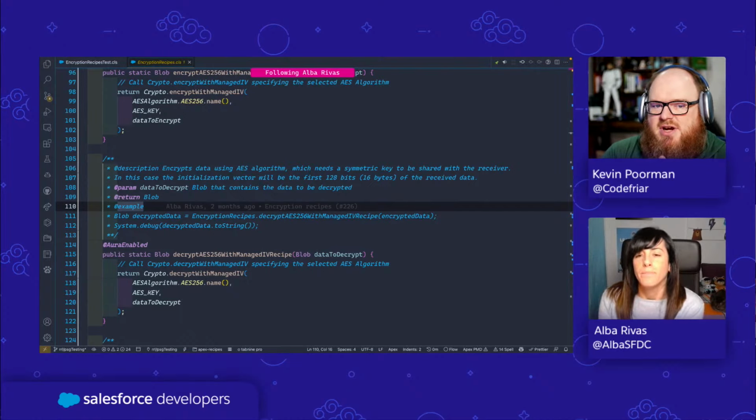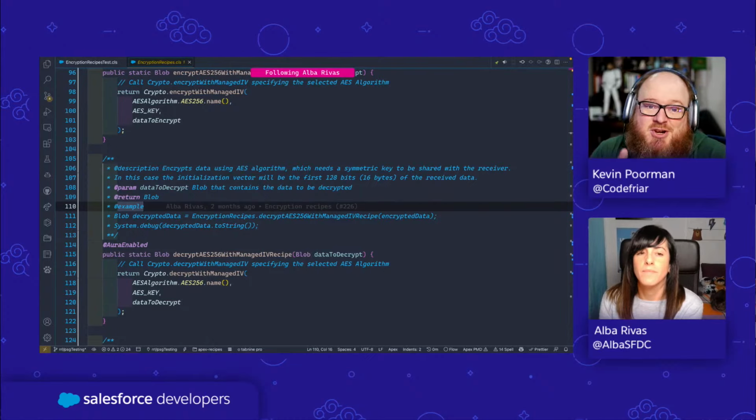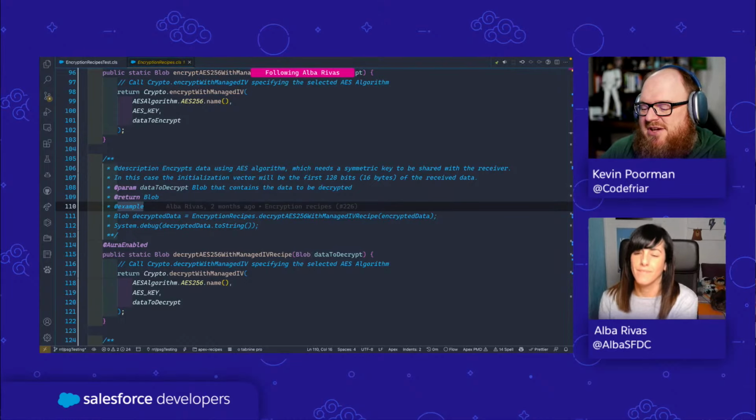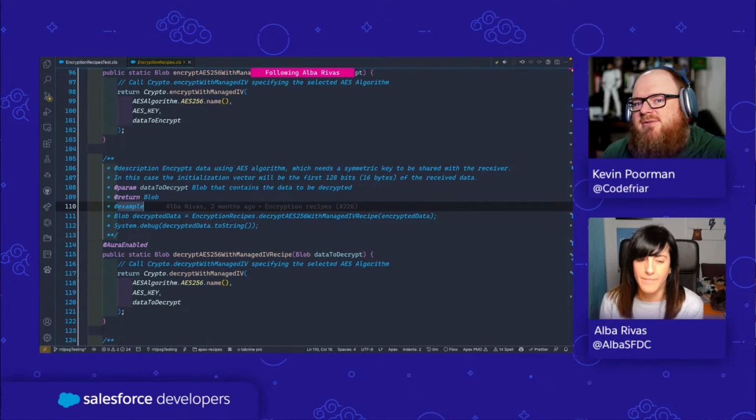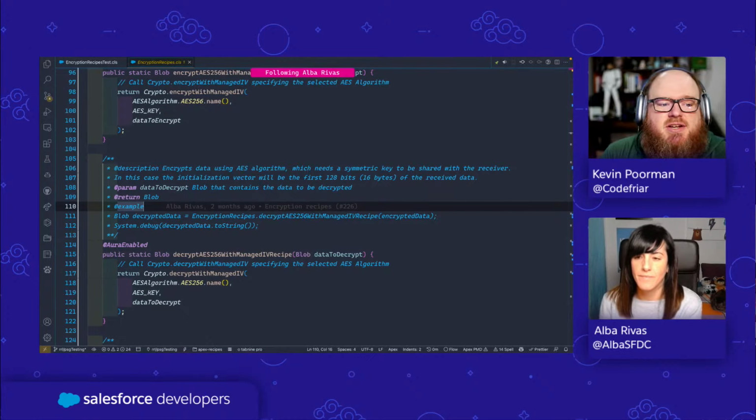Now, as a little backstory here, about 2 months ago, you were like, hey, I'm writing this blog post on encryption techniques. And I was like, that's awesome, but you know what you really should do? You should put it into Apex Recipes. And Alba was like, okay, we can do that. And so she wrote Encryption Recipes as a class and Encryption Recipes tests.